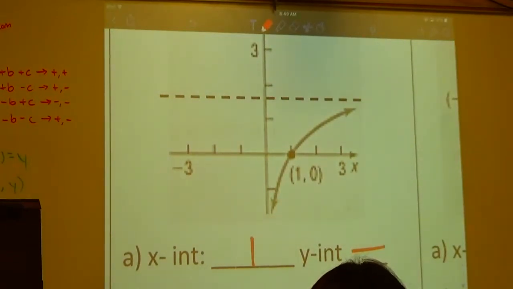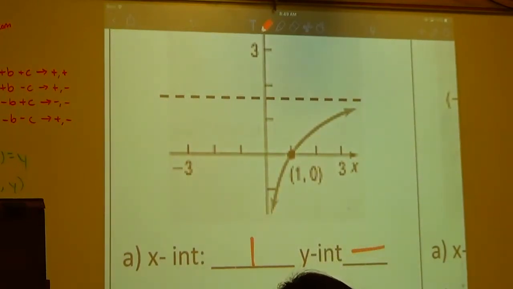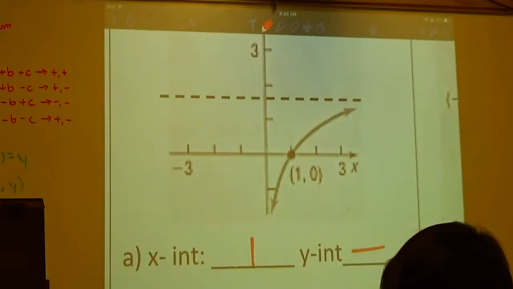For this, let's pretend that it does not cross the y-axis. Since it's not clear, let's just say it doesn't. So what would that make our domain?